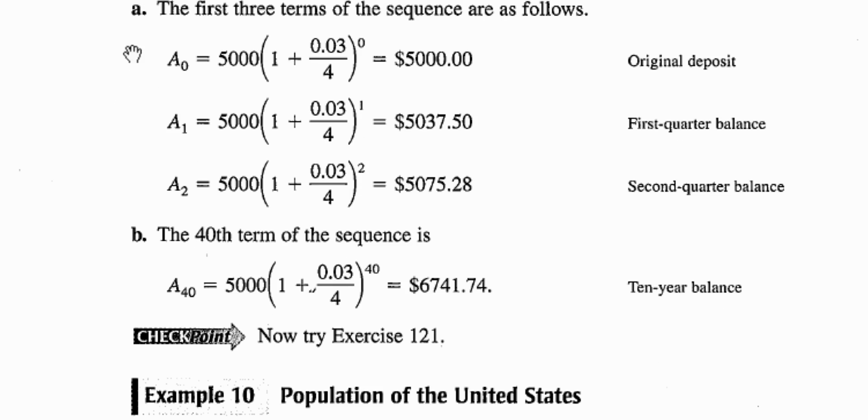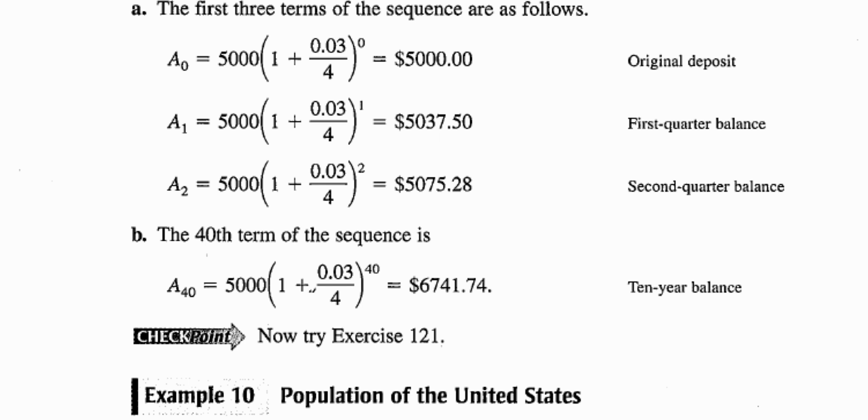So, okay, the first 3 terms are the following. Just replace the powers with the appropriate numbers and then use your calculator. 5,000 at the beginning, then $5,037.50, then $5,075.28. And those are the first 3 terms.